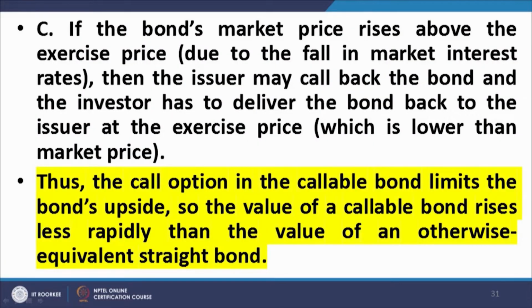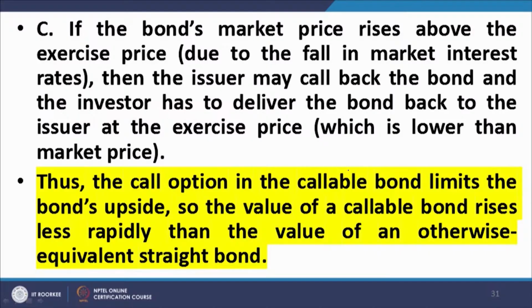So, let me read it out now. If the bond's market price rises above the exercise price due to a fall in market interest rates, then the issuer may call back the bond and the investor has to deliver the bond back to the issuer at the exercise price. Please note, the market price is higher, but because there is an embedded option and the issuer has exercised the option, the investor has to return the bond at the exercise price, not the market price.